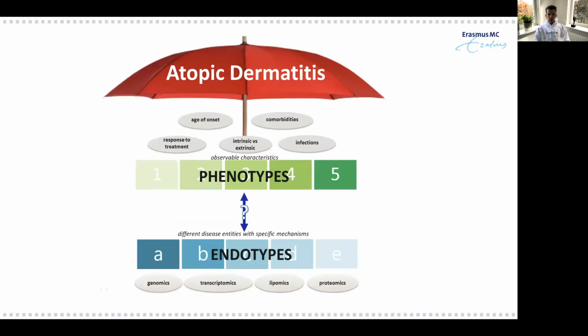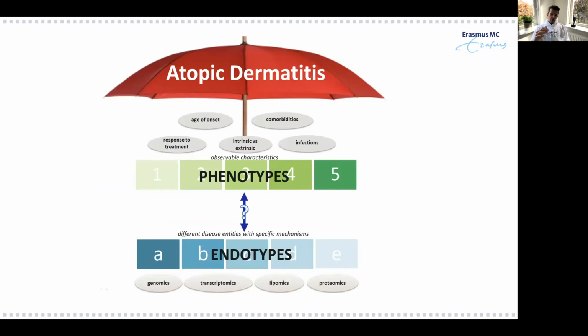So until now, we have used the umbrella term atopic dermatitis for all of these different phenotypes that we've been trying to separate in order to, for example, predict treatment response. But I think so far we haven't been successful in that aspect.